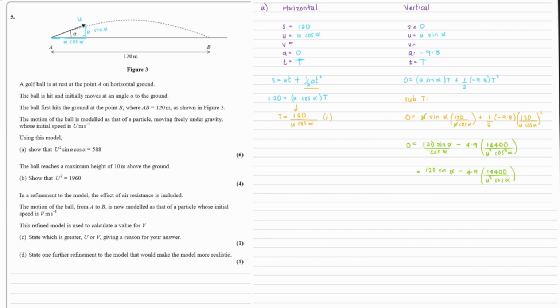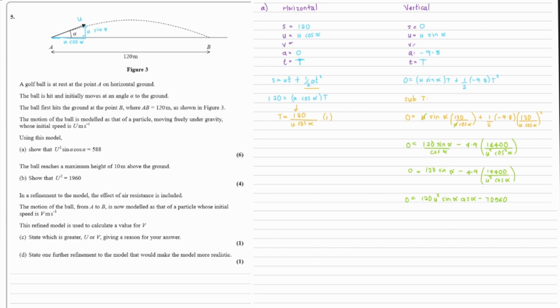We can then multiply all through by u squared cosine alpha to get rid of the denominator. So we will now have 120 u squared sine alpha cosine alpha. And we can multiply the 4.9 by 14,400. That will give us 70,560. Our question says that we need to show that u squared sine alpha cosine alpha is equal to 588.